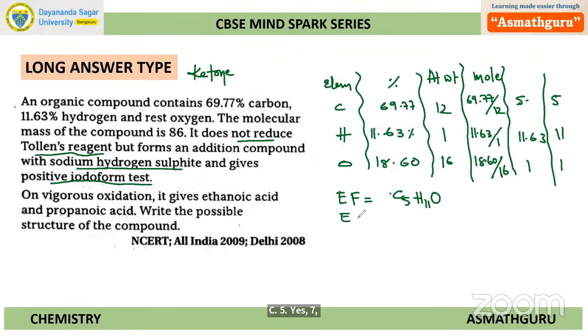What is the empirical formula weight? Add up: 5 into 12 is 60, plus 11 into 1 is 11, plus 16. How much does it come? 87. Okay.